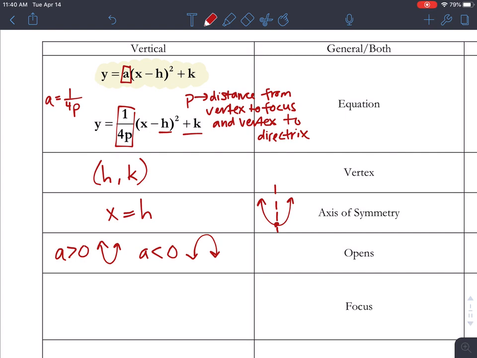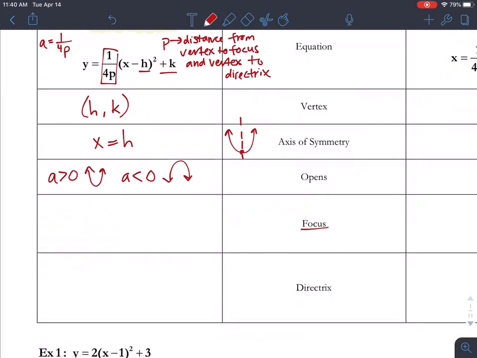Last two things here, these are the two new words. Focus is a point inside the parabola. And a directrix is a line outside of a parabola. Again, if you click on that Desmos demo, it is that green dot and orange line, maybe it was a purple dot, sorry, I don't remember. But anyways, it's those two pieces that are extra to our parabola.